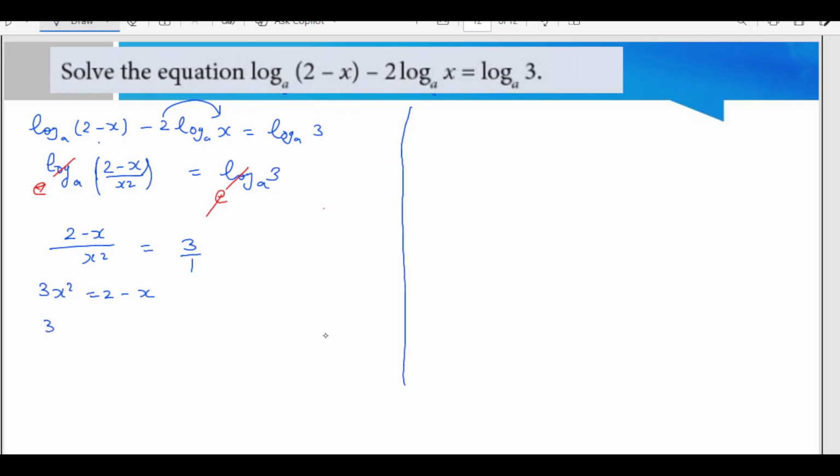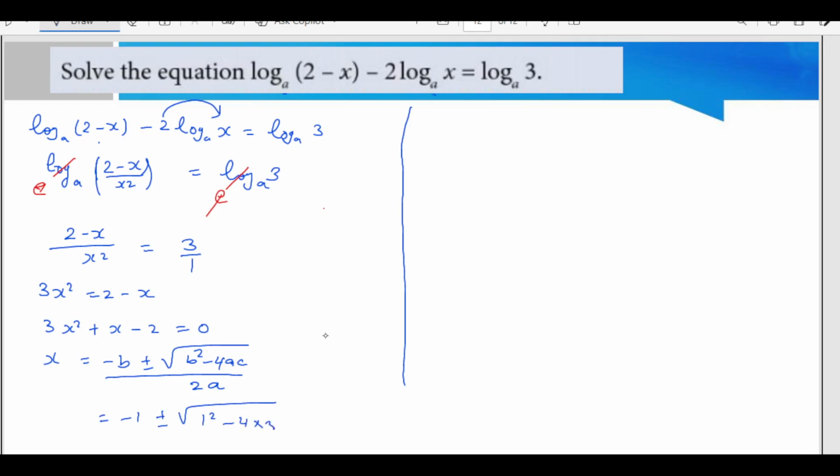Now you have a quadratic: 3x squared plus x minus 2 equals 0, right? So now we can use the quadratic formula, which is x equals minus b plus or minus the square root of b squared minus 4ac, over 2a. You can also use your calculator directly to calculate these values. Now let me go here. This is 1 squared minus 4 times 3 times minus 2, over 2a. a is 3. So this comes out to be negative 1 plus or minus 5 over 6.